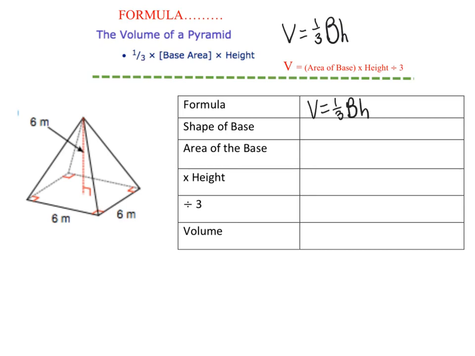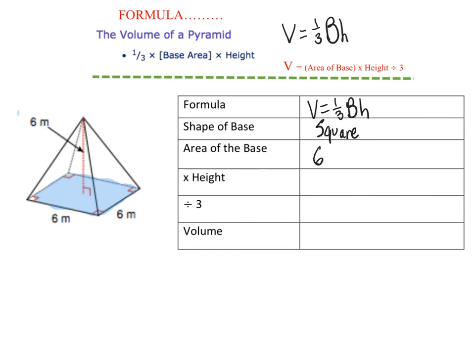Now the shape of the base here, we can see, is a square. So I'm actually going to shade the base just to help me keep things in order. I think shading the base definitely helps you identify what type of pyramid you have. So the shape of the base is a square. Now I need to find the area of the base.